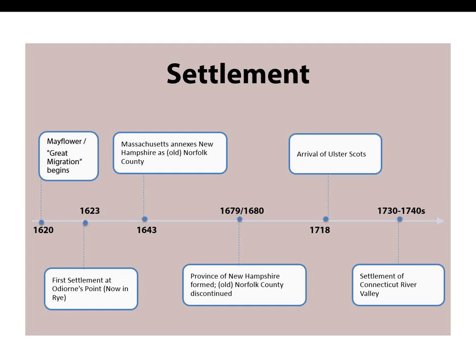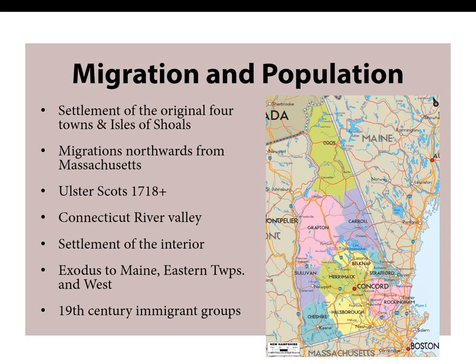You'll also find that a lot of the settlement of the Connecticut River Valley part of New Hampshire is taking place in the 1730s and 1740s, just shy of when we're entering the French and Indian War.